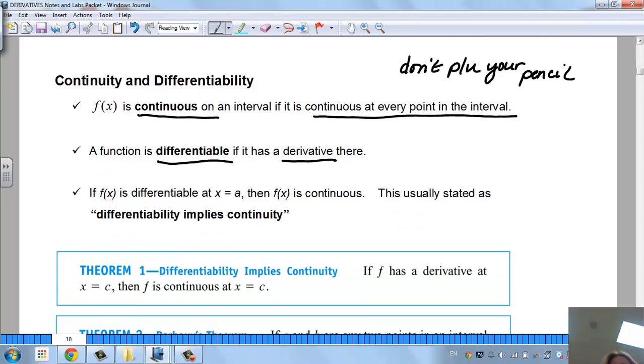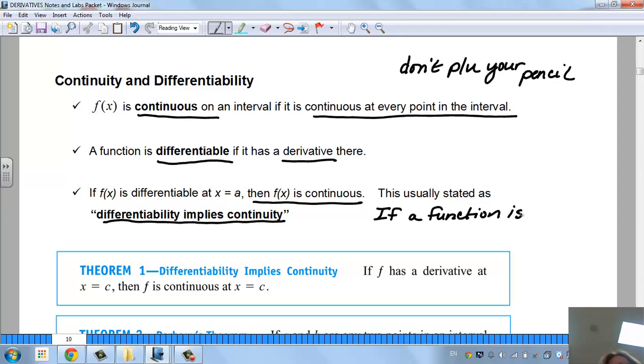Okay? I'm just putting this so you have this in your notes. If f of x is differentiable at x equals a, then f of x is continuous. This usually is stated as differentiability implies continuity. So if I tell you there's a derivative there, you can assume that it's continuous. So let's use some logic here. If I use an if-then statement, if a function is differentiable, then it is continuous.